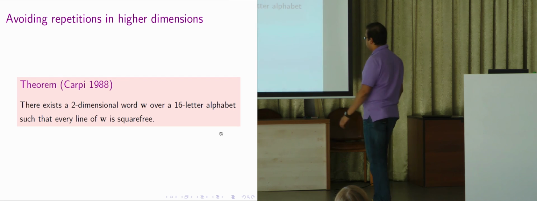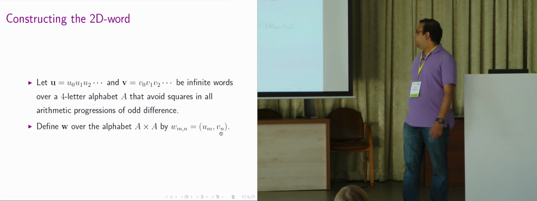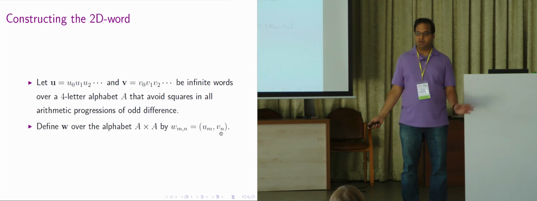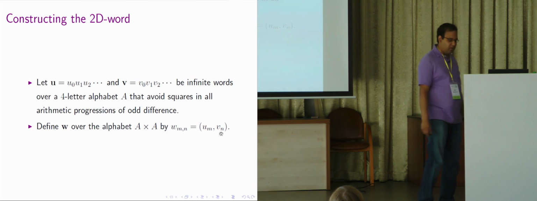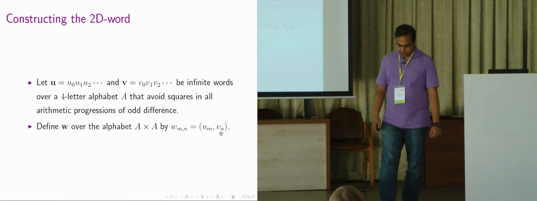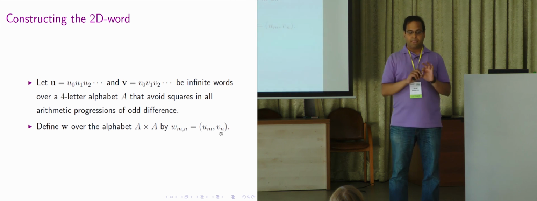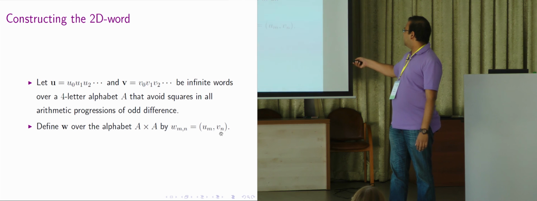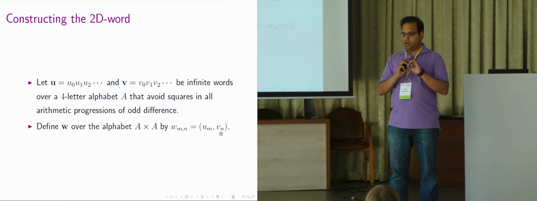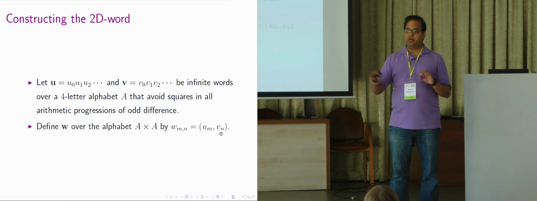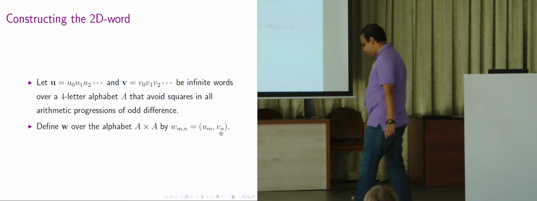So it seems somehow like quite a strong result. But the proof is actually an immediate consequence of the result that we gave on avoiding repetitions in arithmetic progressions. So the construction is very simple. We take one of these words. So I take one of these sequences over a 4-letter alphabet that avoids all squares in all arithmetic progressions of odd difference. Right? So we've already seen what that word looks like.